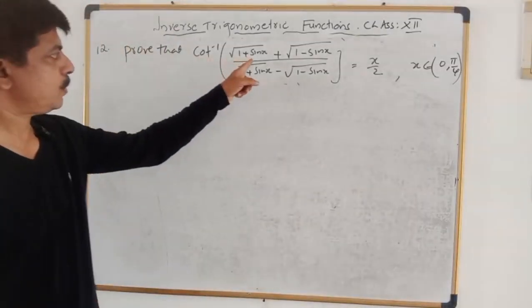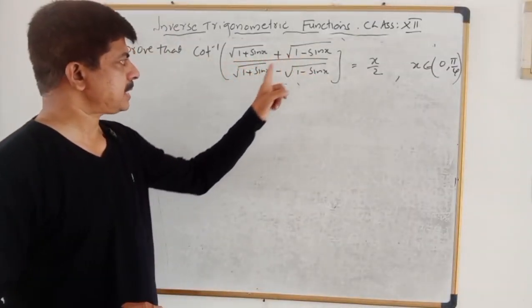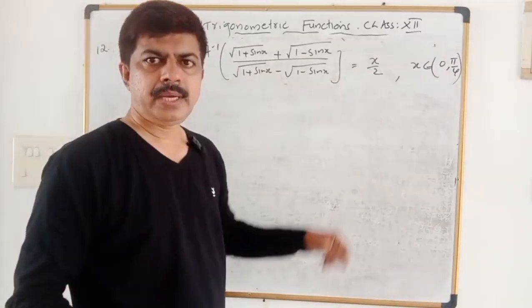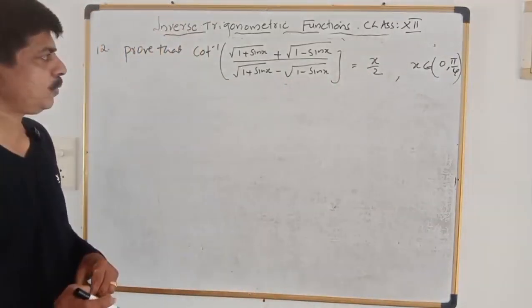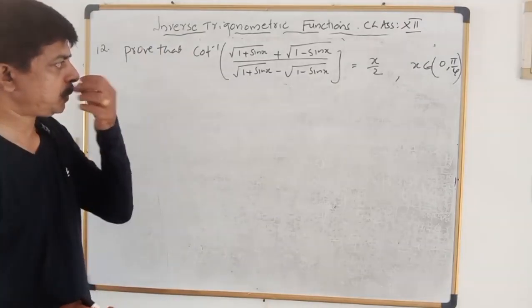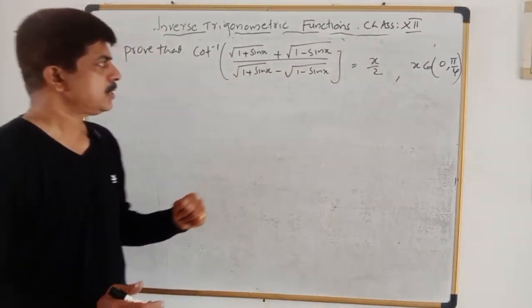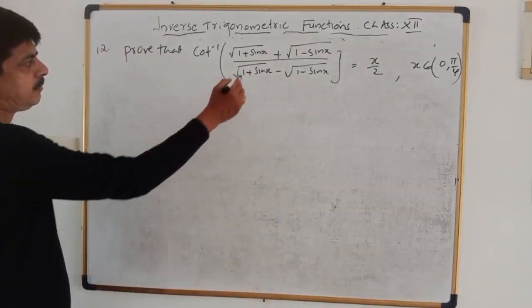Okay, we have the last question. Prove that cot inverse of (root 1 plus sin x plus root 1 minus sin x) by (root 1 plus sin x minus root 1 minus sin x) is equal to x by 2. We have to prove it x by 2. So to do this question, we use substitution, not rationalizing.